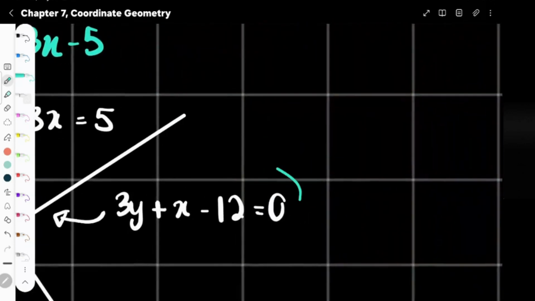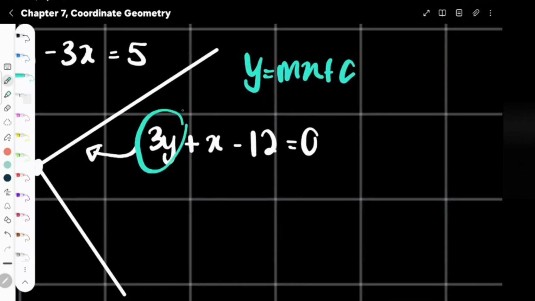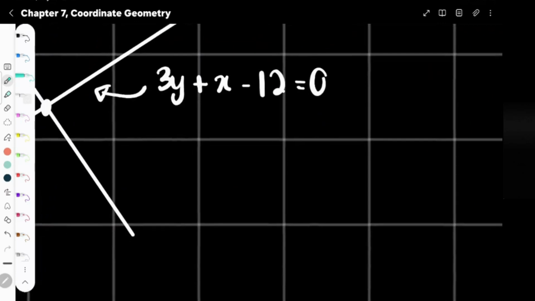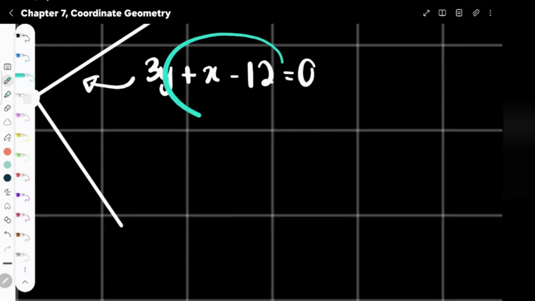Now, let's look at this one here. Can you change it into y equals mx plus c? Yes, you know why? Because you can just leave y alone. So how to leave y alone? Do it one by one, right? Let's move all the other terms to the other side. So let's move them to the other side.